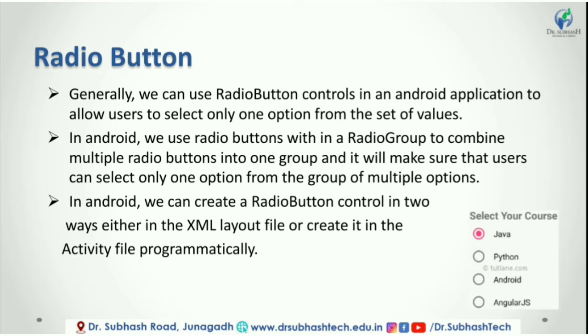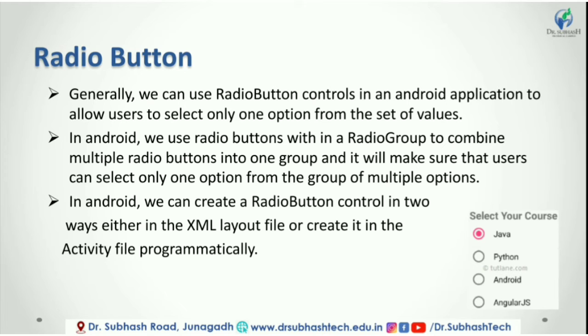In Android, a checkbox control allows the user to change the state of the control, either checked or unchecked, but a radio button cannot be unchecked once it is checked. Generally, we can use a radio button control in an Android application to allow the user to select only one option from a set of values. In the figure, we can see how to use a radio button when the user has to select one language from a list of languages.